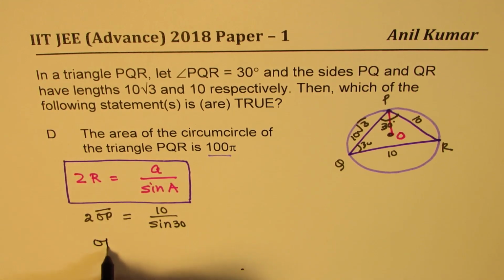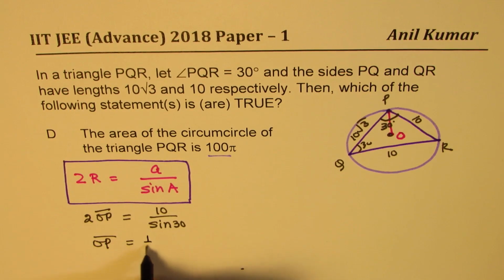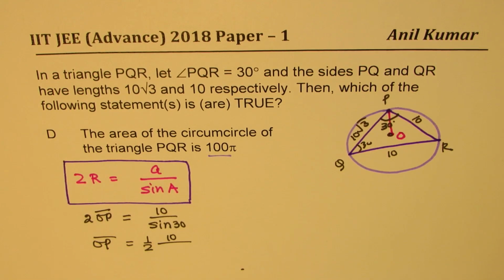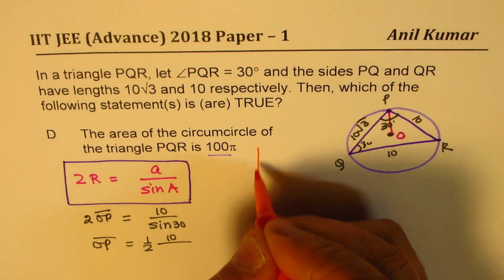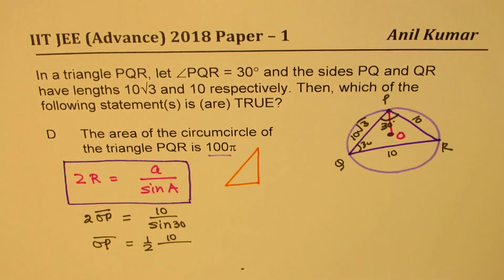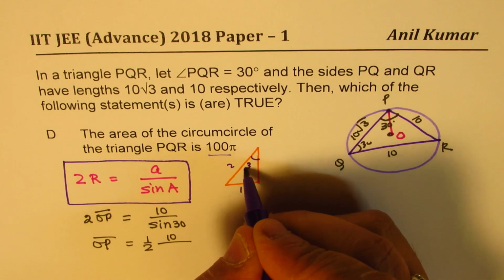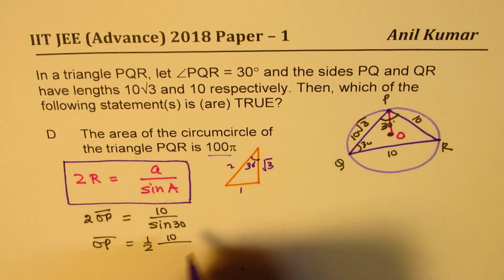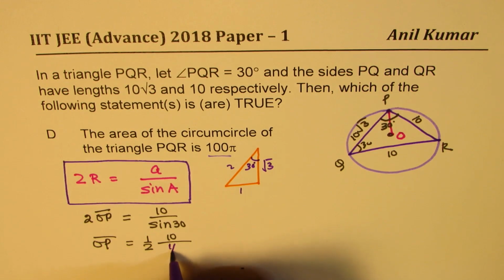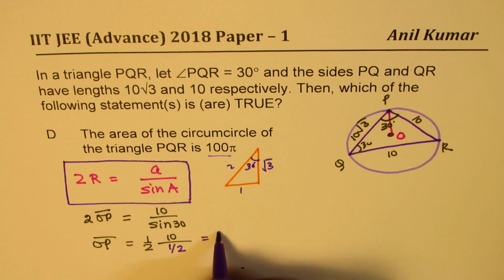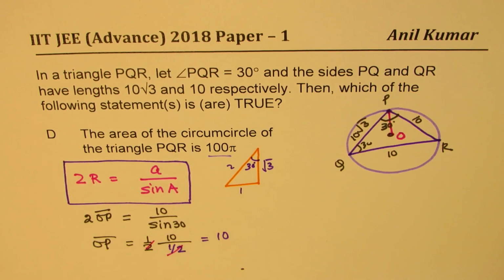So we get OP as equal to half of 10 over sine 30. What is sine 30? In our triangle, this angle is 30 degrees, so sine 30 is half. So we get OP equal to 10, because the 2 cancels with this half. So we get OP as 10.